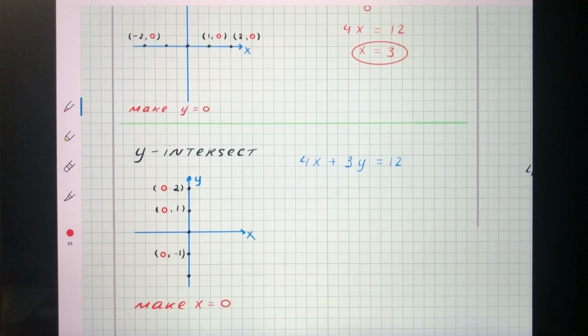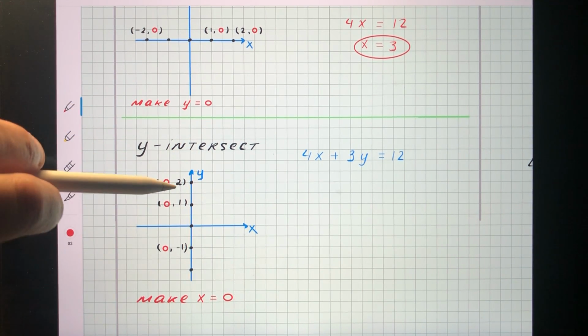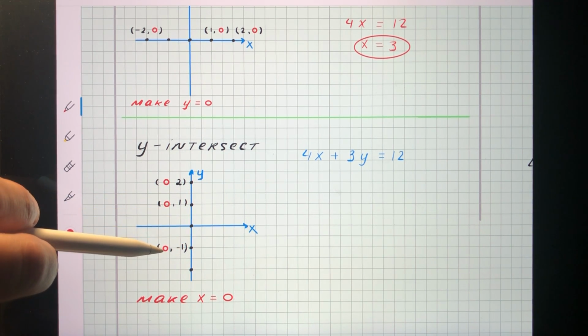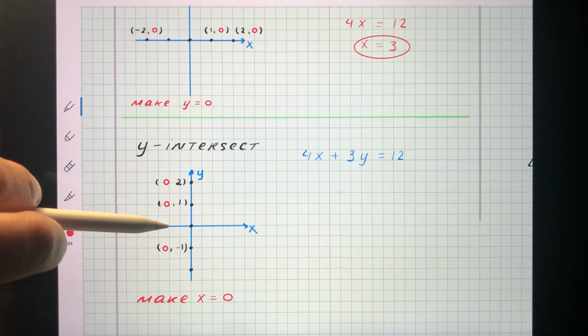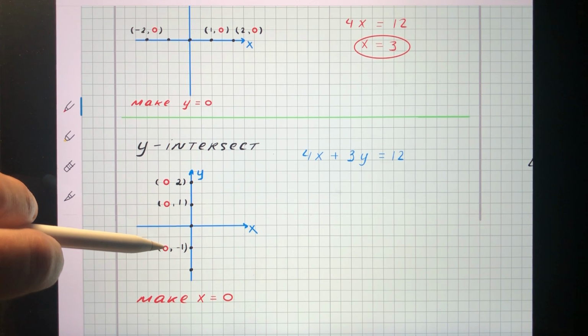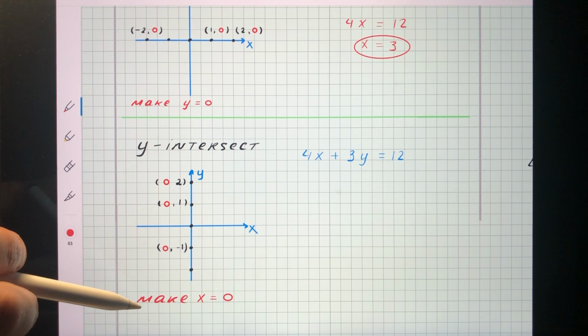To find the y-intersect means to find the place where the graph crosses the y-axis. Any point that is on the y-axis automatically has 0 for the first coordinate, because that point is neither forward or back from the center. It is straight in the center, which means the x-coordinate is 0. So to find the y-intersect, we make x equals 0.